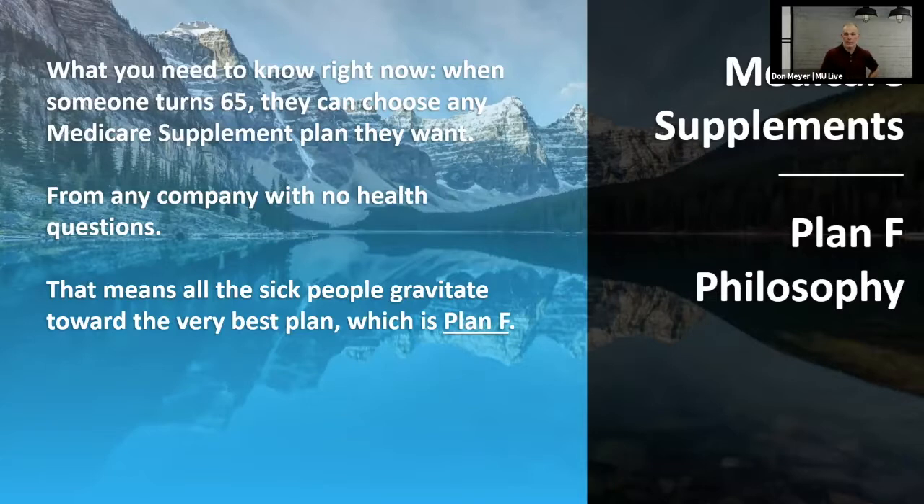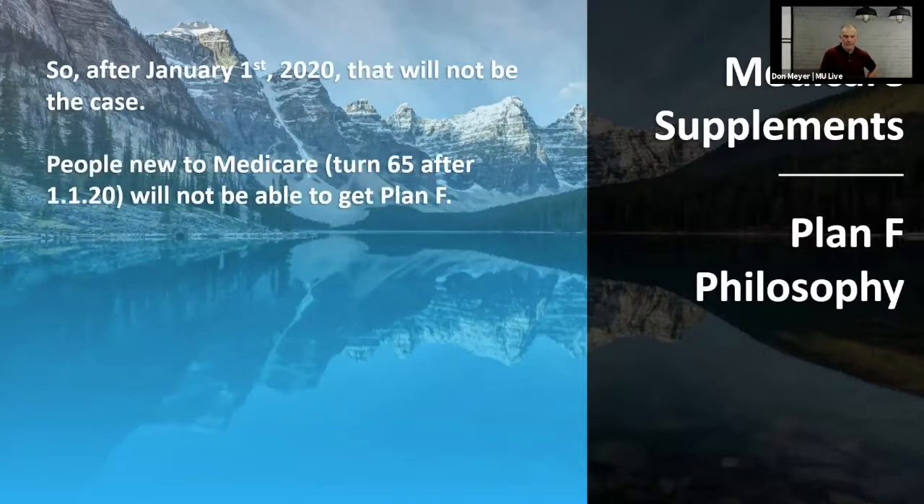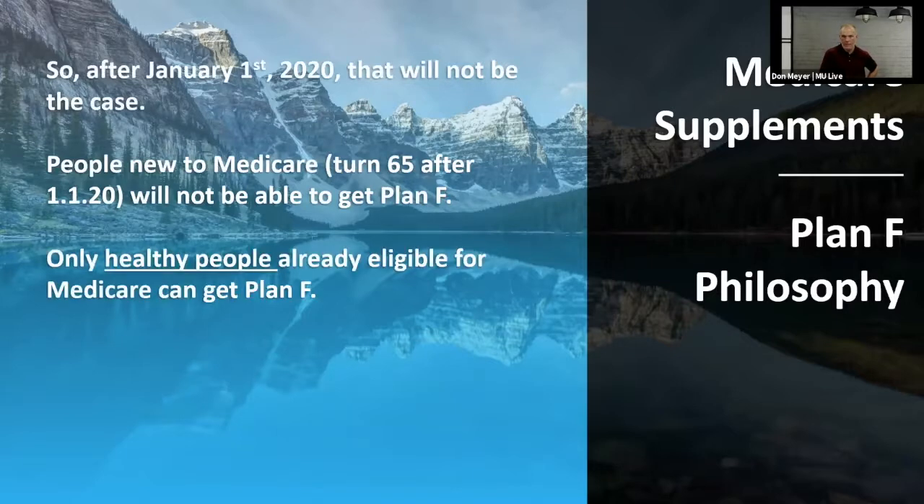Oh, that's an easy question. Plan F, right? That's going to cover everything. All the sick people gravitate to that plan. So after January 1st of 2020, that will not be the case. People new to Medicare will not be able to get Plan F. They're going to be able to get Plan G instead, or any of the other ones. So only healthy people already eligible for Medicare can get Plan F.